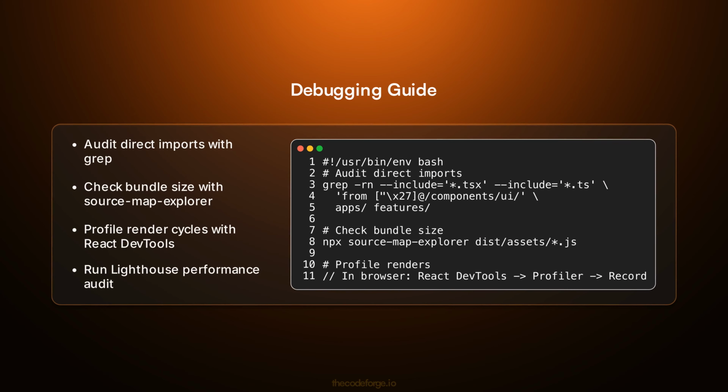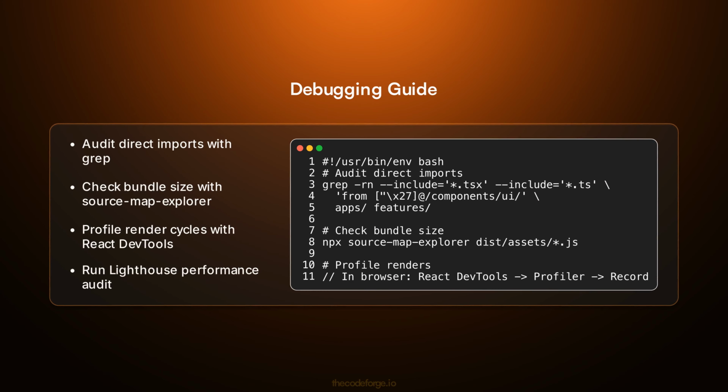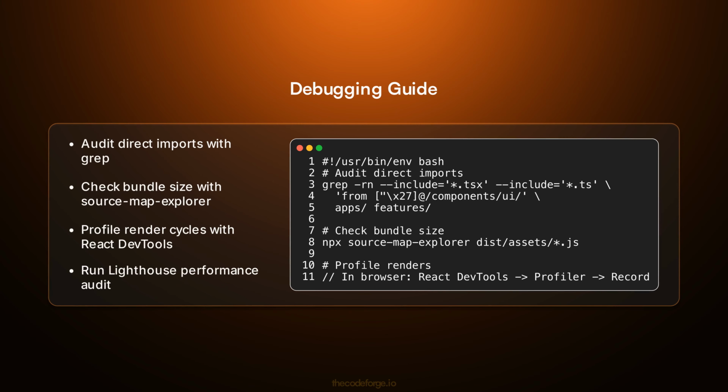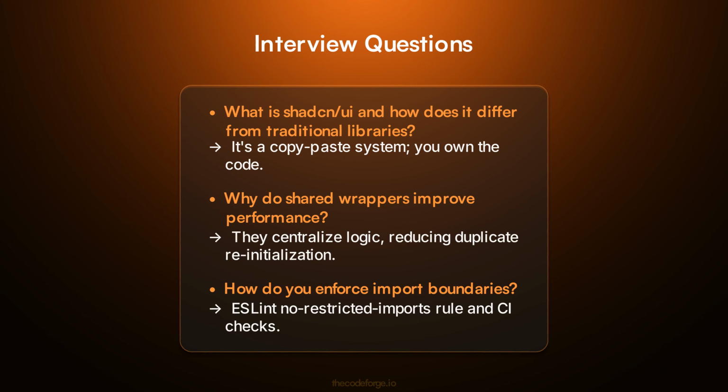To diagnose missing wrapper issues, start by auditing direct imports with grep. Then check bundle size with Source Map Explorer to see if components are duplicated. Use React DevTools Profiler to identify unnecessary re-renders. Let's run through some common interview questions.